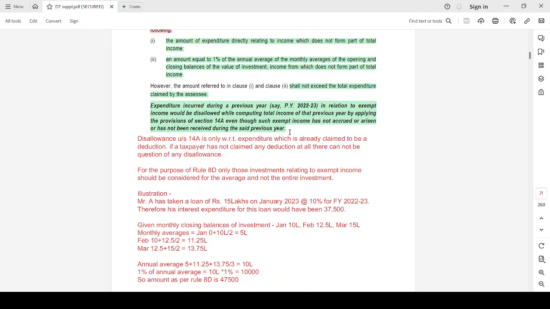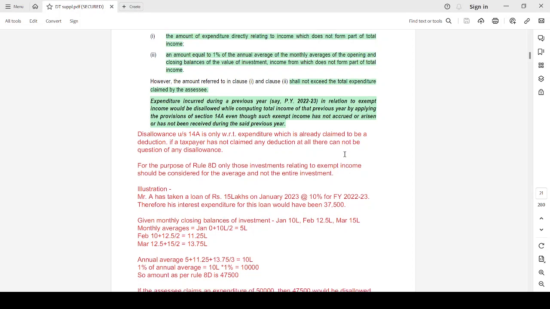Disallowance under section 14A is only with respect to an expenditure which is already claimed to be a deduction. If a taxpayer has not claimed any deduction at all, there cannot be a question of disallowance. See, I have not claimed any expenditure, then you cannot disallow anything. For the purpose of Rule 8D, only those investments relating to the exempt income should be considered for the average and not the entire investment. I may have some investments whose income is taxable, okay? Then that investment should not be taken for computing the averages.